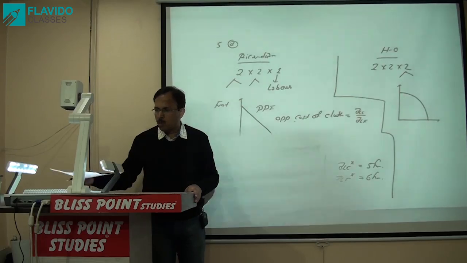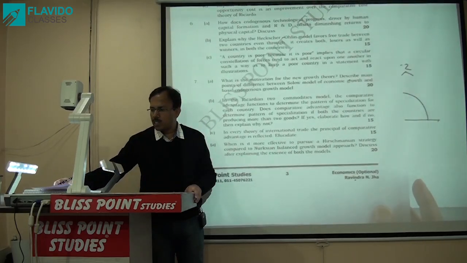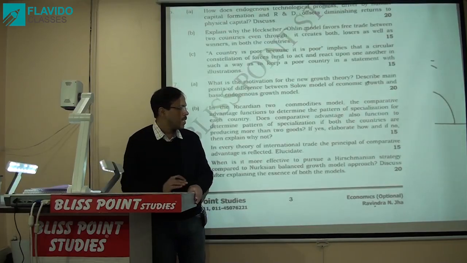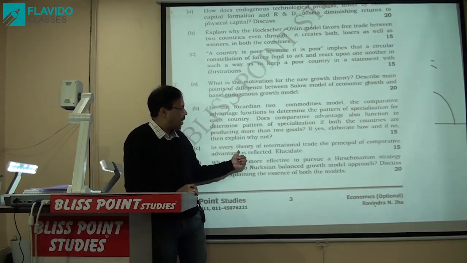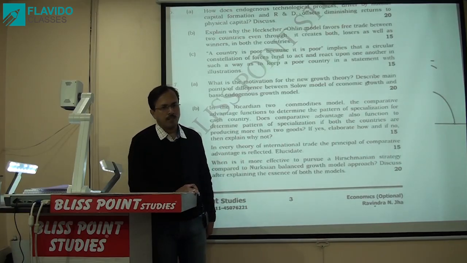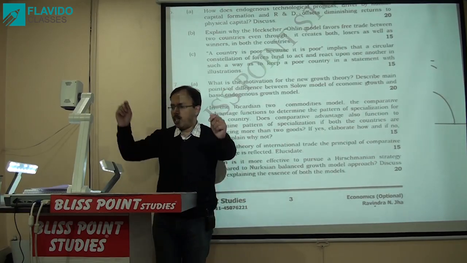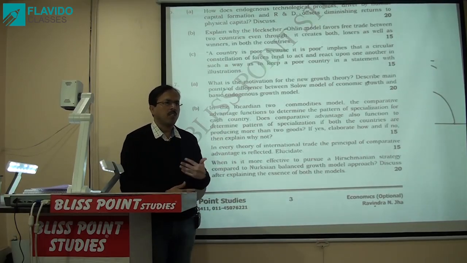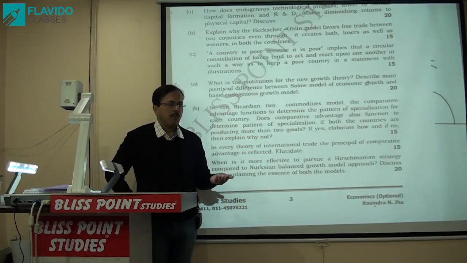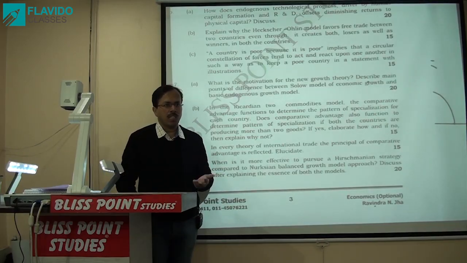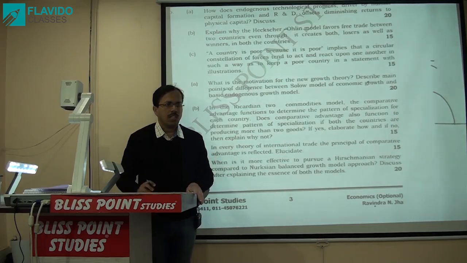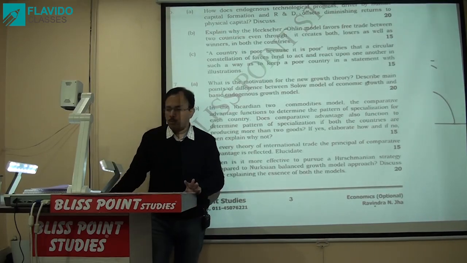There was a question in last year's paper also, in general form; read this 7th C. 7th C will have the same idea. In every theory of international trade, the principle of comparative advantage is reflected. In every theory means, give some example: Ricardian model, HO model, any other model. So comparative cost advantage is the main reason behind international trade in most of the theories.